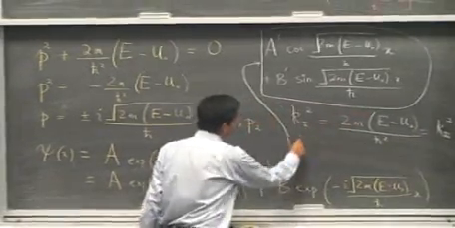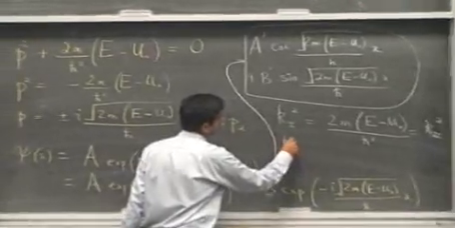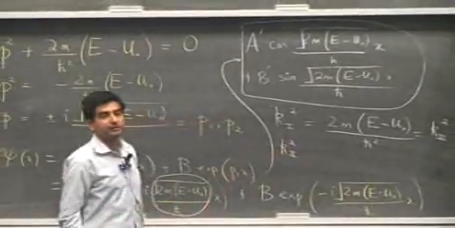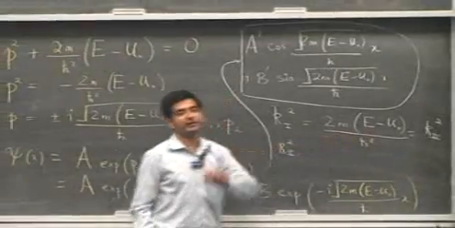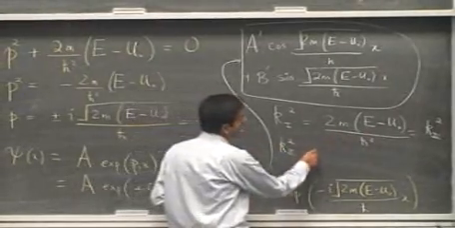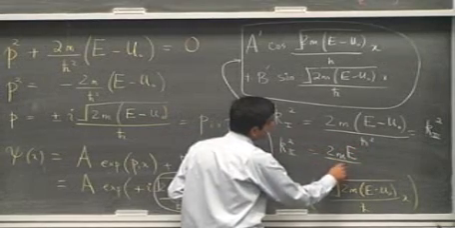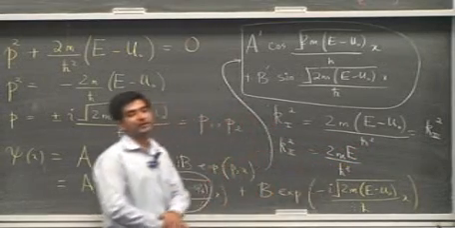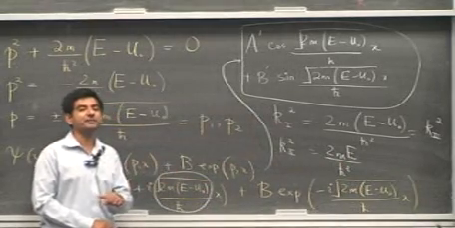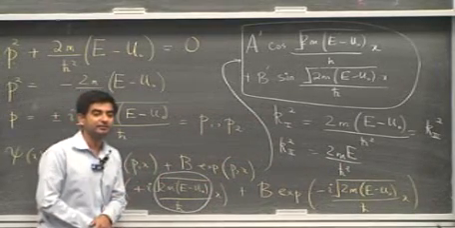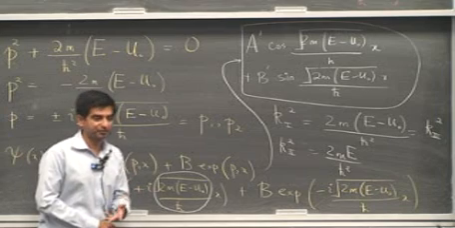What's the wave number in region 2? U naught has to be 0 in region number 2. So the square of the wave number in region 2 is 2m E over h bar squared. But what is the wave number? How is it related to the wavelength? It's inversely proportional.